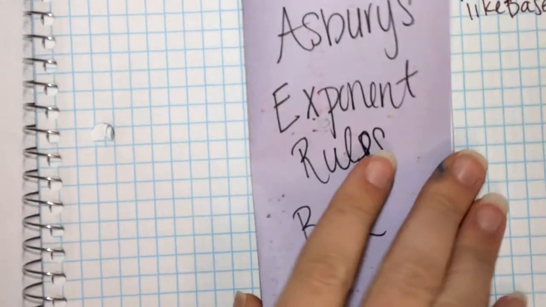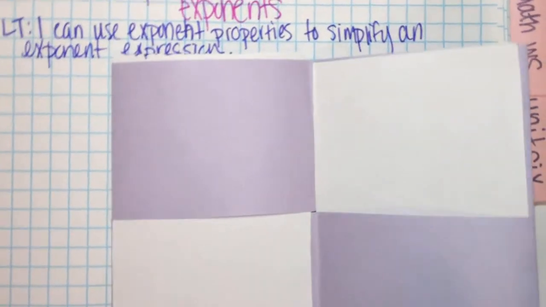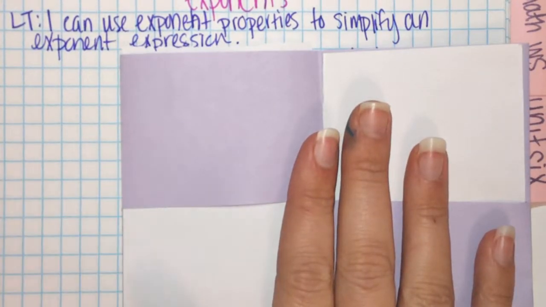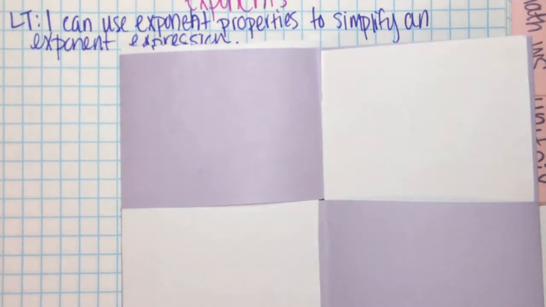Alright, now, close your foldable. Open it to the back of the foldable. Whoa, this is so cool. I did mine wrong. No, you didn't. Close your foldable. Open it to the back. Okay, so the last of our exponent properties that we're going to learn is the zero property.